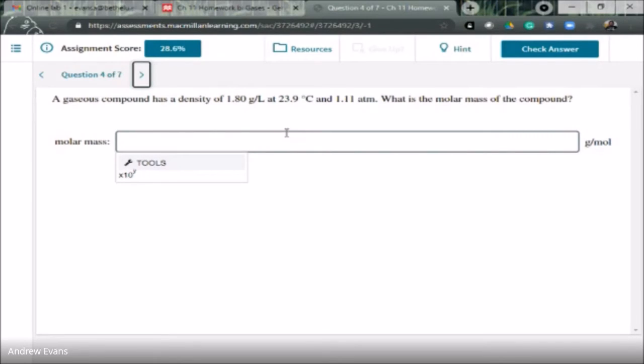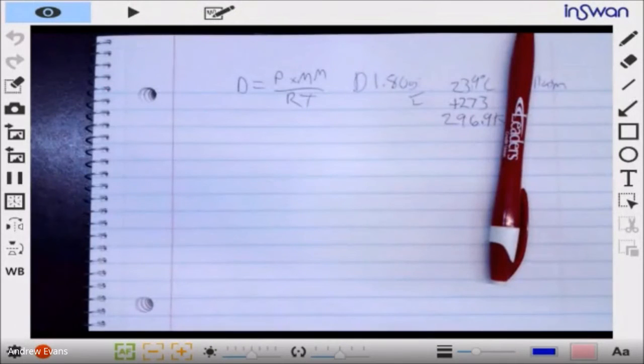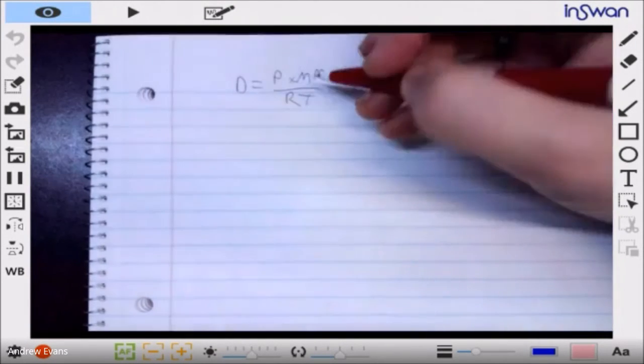So a gaseous compound with a density of 1.80 grams per liter at 23.9 Celsius and 1.11 atmosphere. What is the molar mass? Once again, everything needs to be in Kelvin. So we're going to add 273 onto my number to get 296.9 Kelvin, 297 maybe.